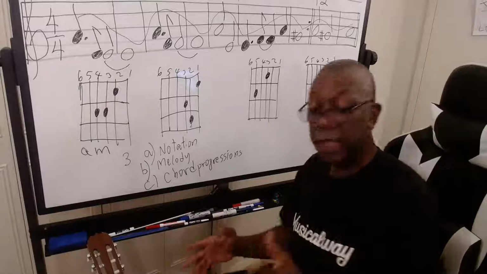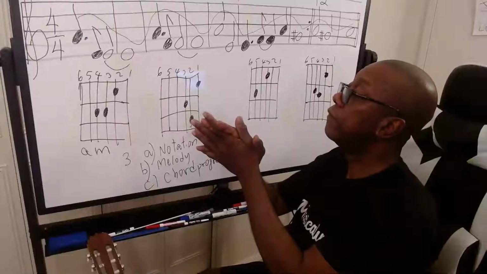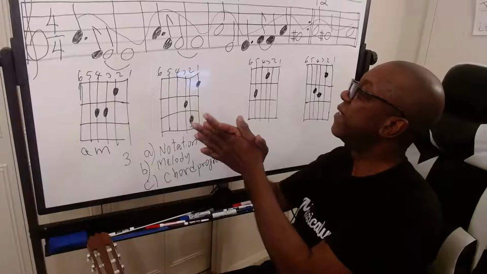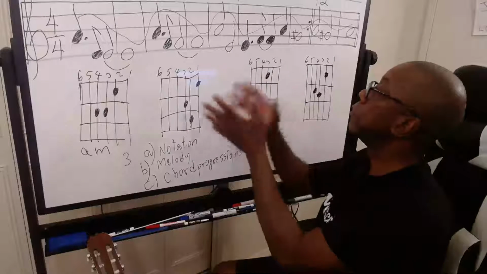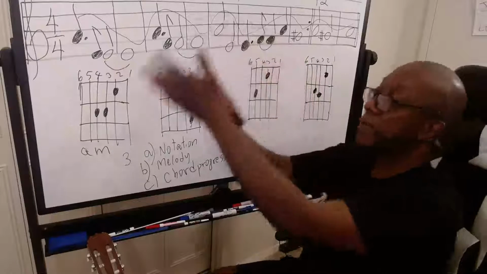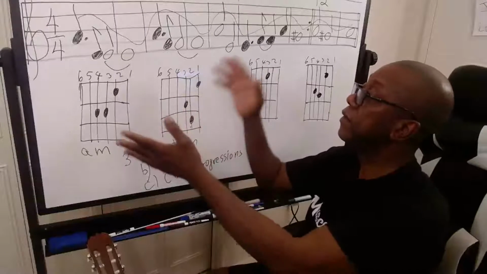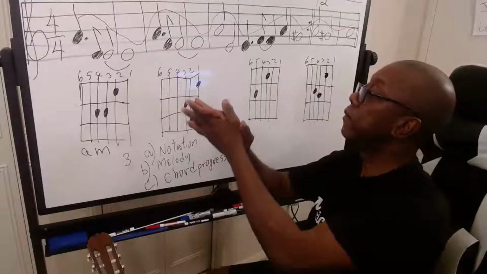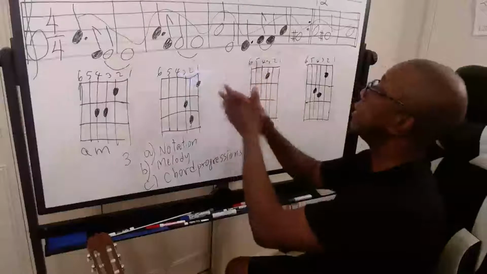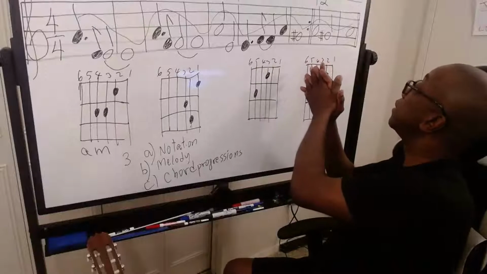All right, so let's clap it along. 1, 2, 3, 4, 5, 6. 1, 2, 3, 4, 5, 6. 1, 2, 3, 4. Goes back again. 1, 2, 3, 4. 1, 2, 3, 4. 1, 2, and 3, 4. 1, 2, 3, 4.